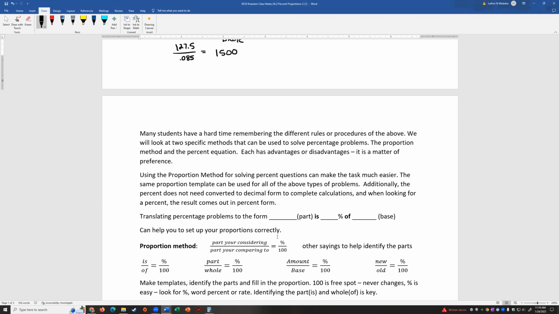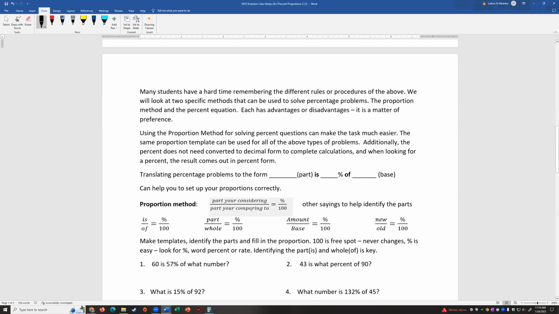That's why many students prefer the proportion method. If you use the percent equation method, you're going to translate your percent problem into "blank is what percent of what." Essentially, we write that as a sentence, and then we use that to make our equation. So we're going to show you both methods.